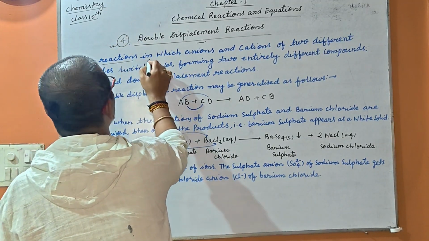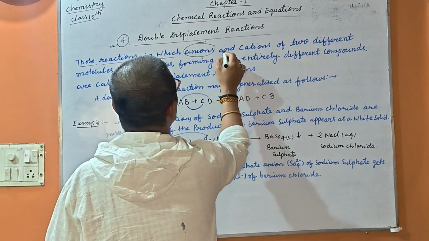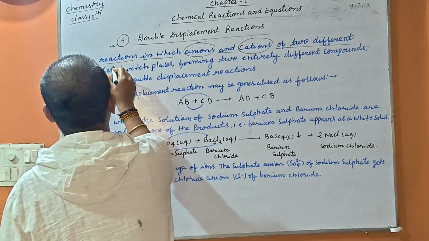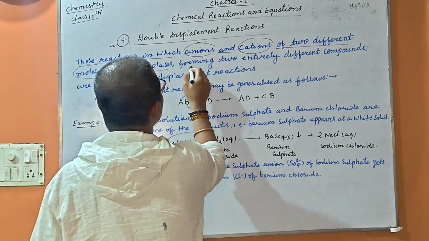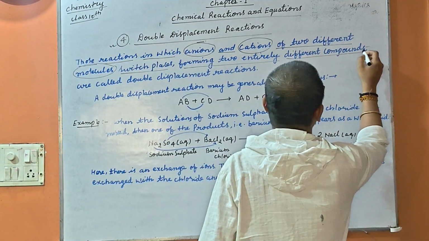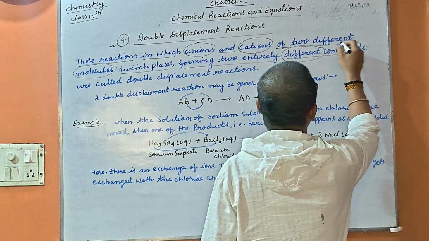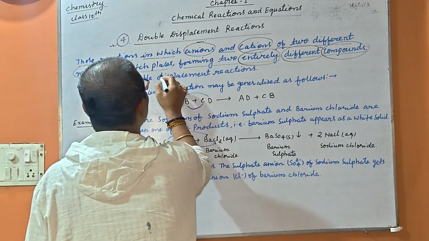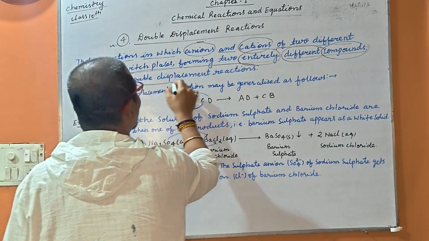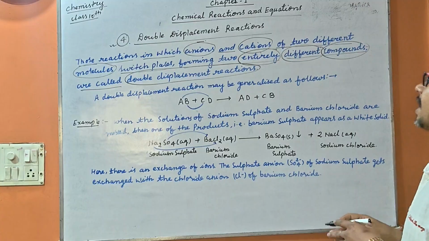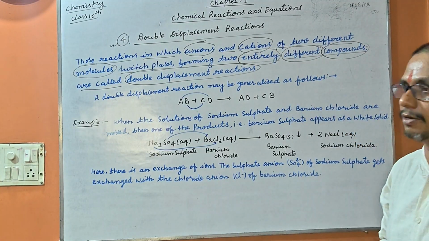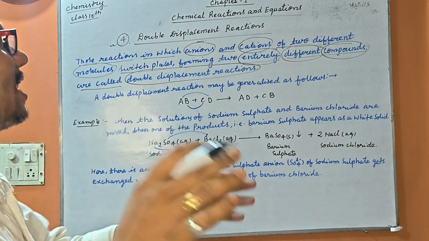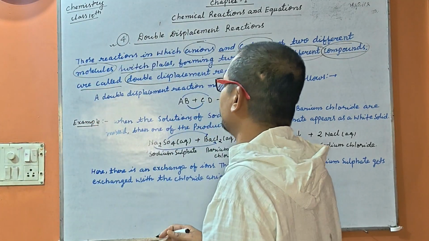Those reactions in which anions and cations of two different molecules switch places, forming two entirely different compounds, are called double displacement reactions. So my dear students, when the anions and cations of two different molecules in a reaction switch their places, forming two entirely different compounds, it is called a double displacement reaction.